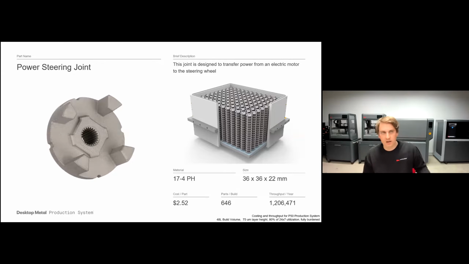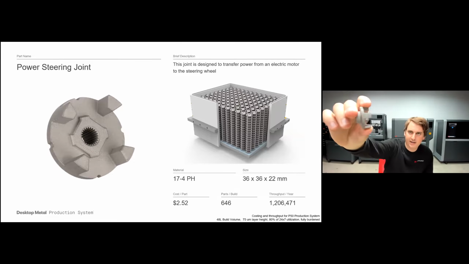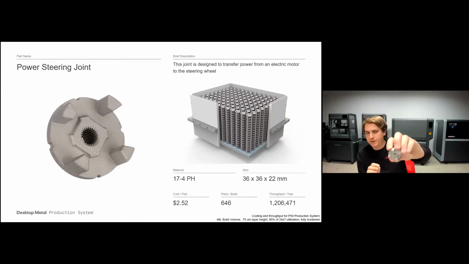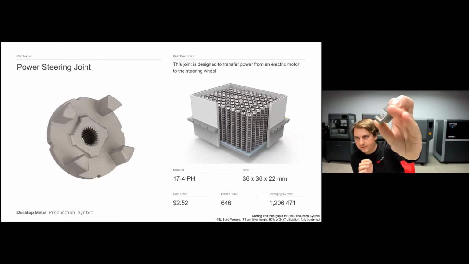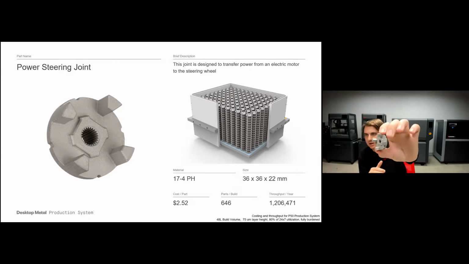Couple examples of this, looking at this power steering joint. This is a component that goes into a car power steering assembly, and it connects the electric motor to the actual steering wheel. This part's produced in 17-4 PH stainless steel for just $2.52 on the Desktop Metal Production System. So hopefully, as you can see, with this process, we're really driving the cost down with binder jetting. Per build on the production system, we can produce over 650 of these parts and produce over 1.2 million of these parts per year. So we're really driving that cost down and increasing that throughput up.